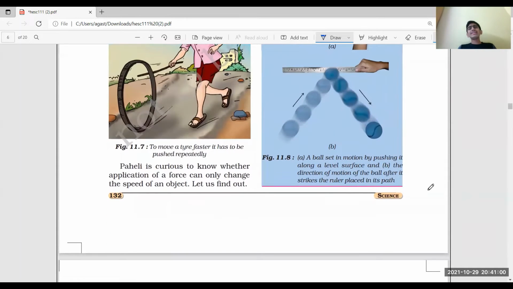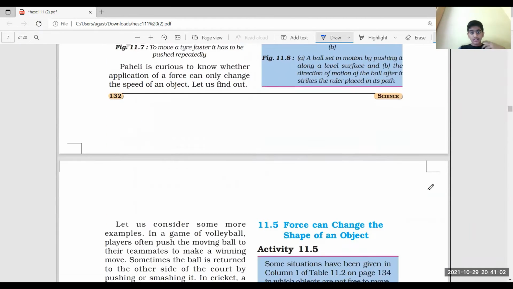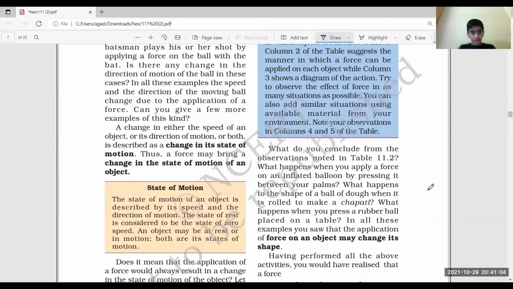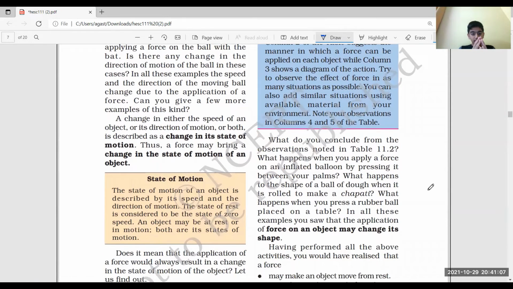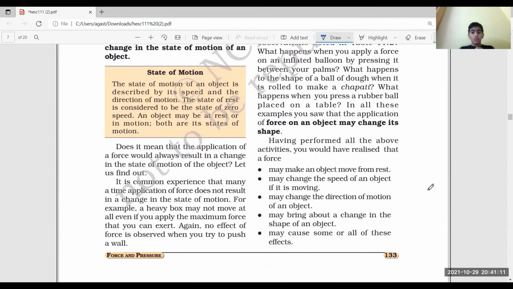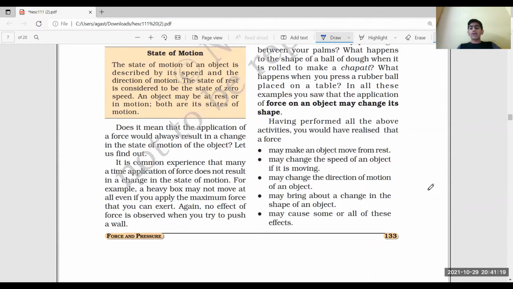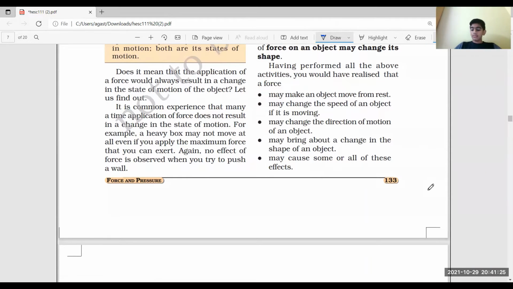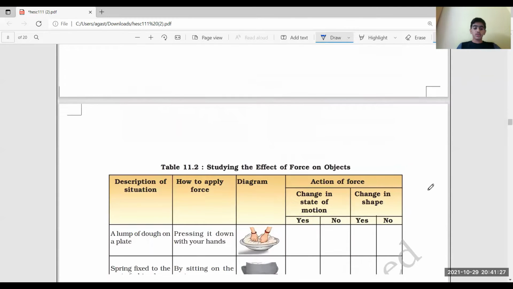Now, force not only changes the state of motion, rather it changes many things. You can see over here, it can change the state of motion, that is something which we learned. One more thing is that it can change the speed of the object. If it is moving, it can change the direction of it, it can change the shape or size of it, or it can make the object which is moving come to a rest position. So yeah, force can make certain changes on the objects.